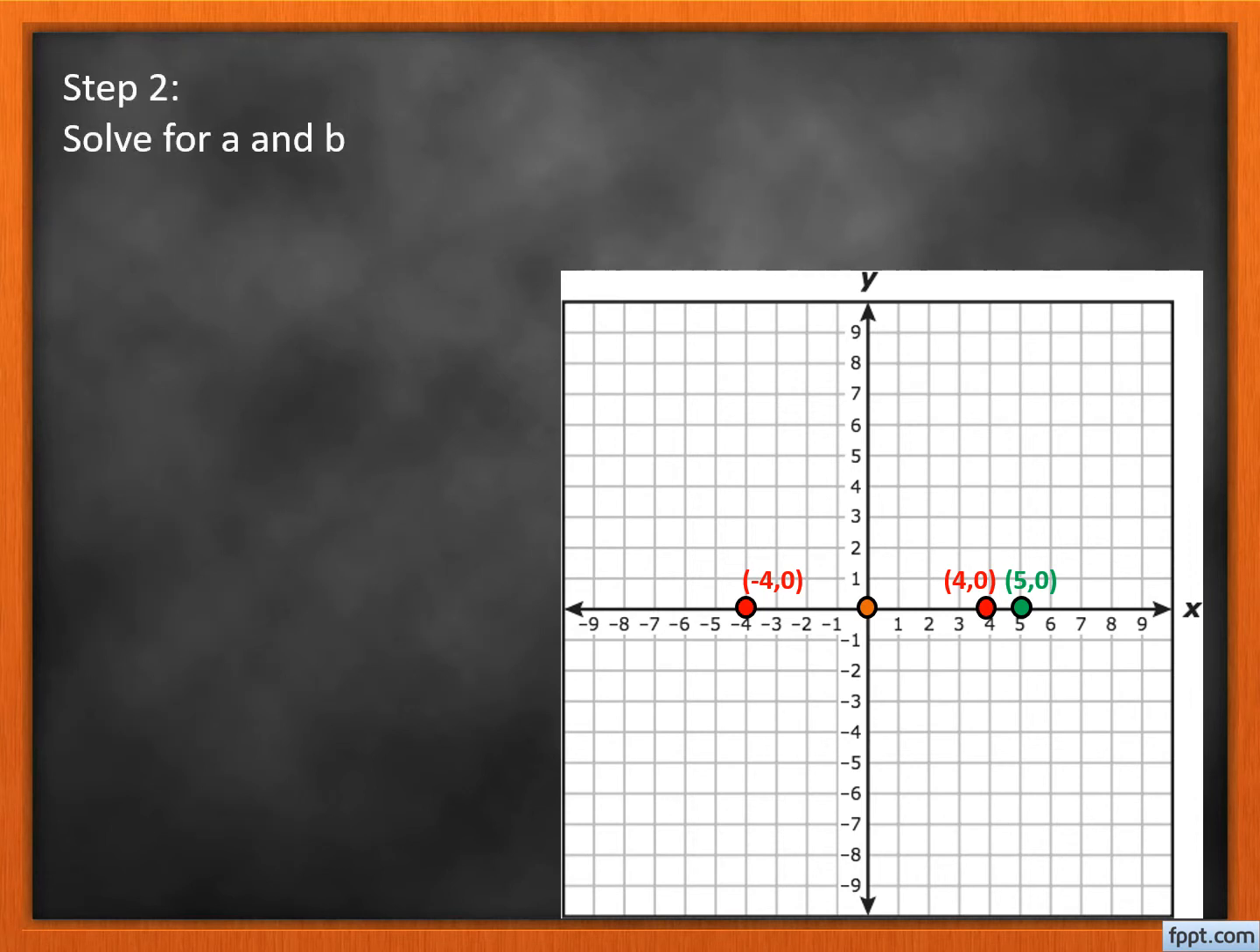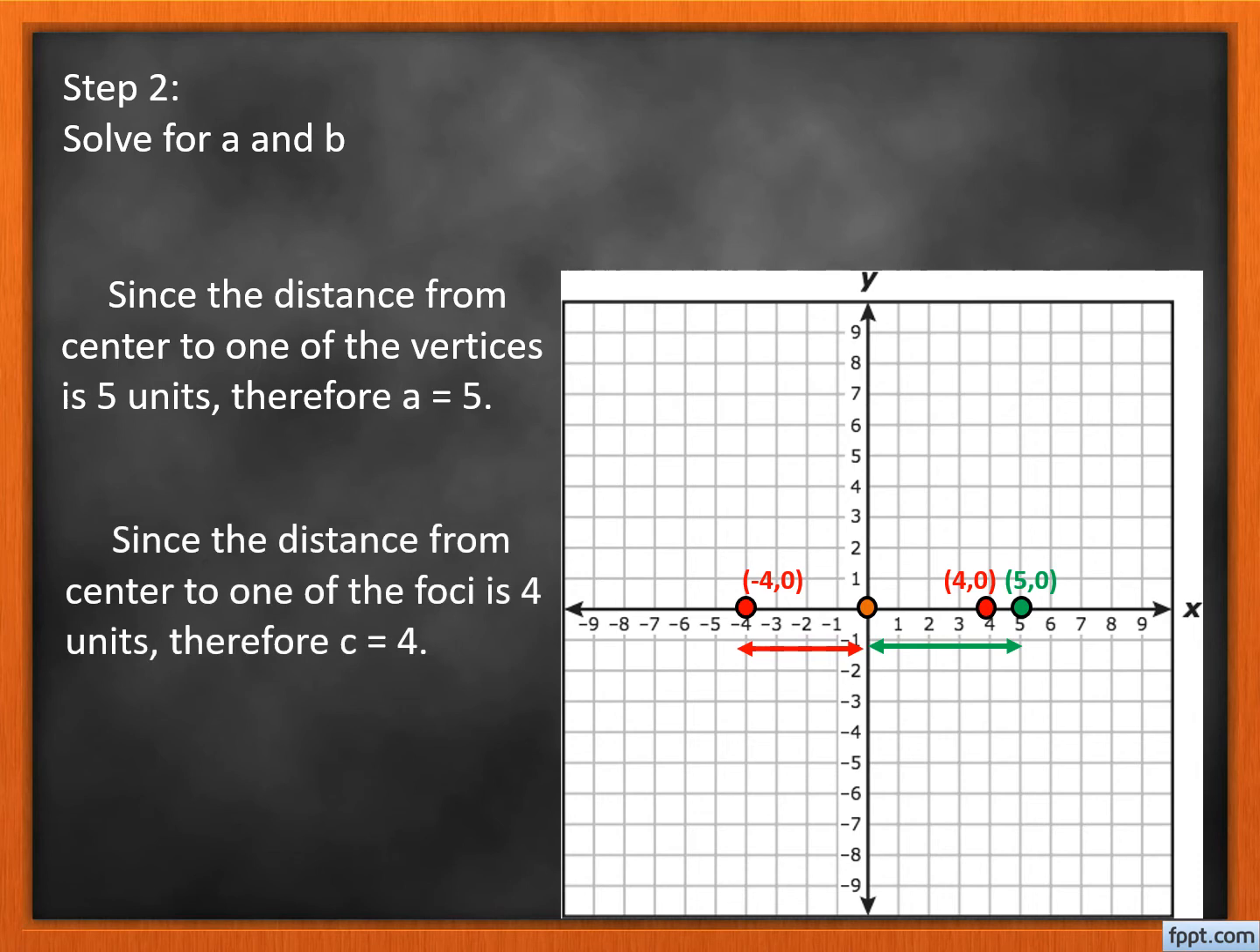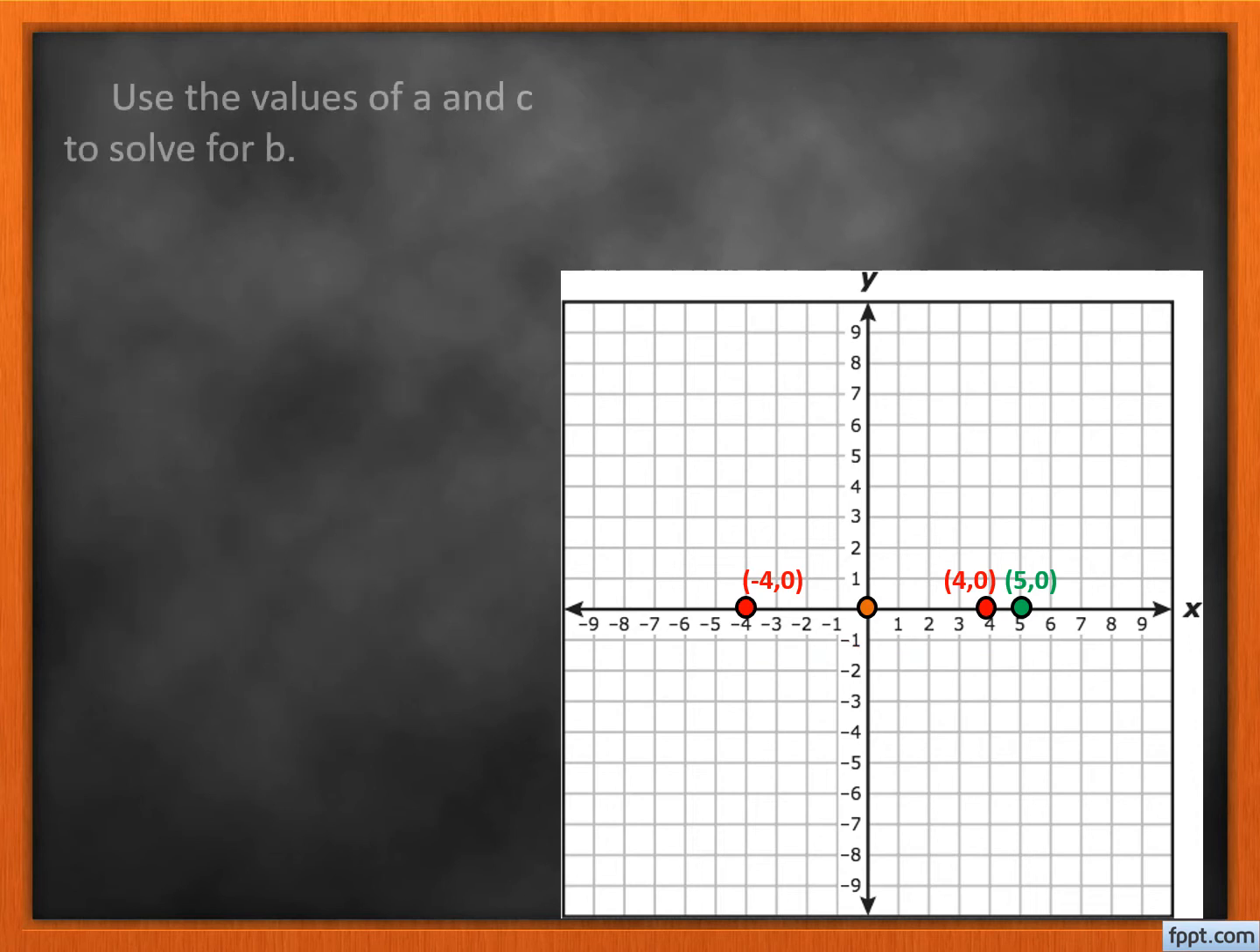For step 2, we can now solve for the values of a and b. Since the distance from the center to one of the vertices is 5 units, therefore the value of a equals 5. On the other hand, since the distance from center to one of the foci is 4 units, therefore the value of c equals 4. Now we can use the values of a and c to solve for b.